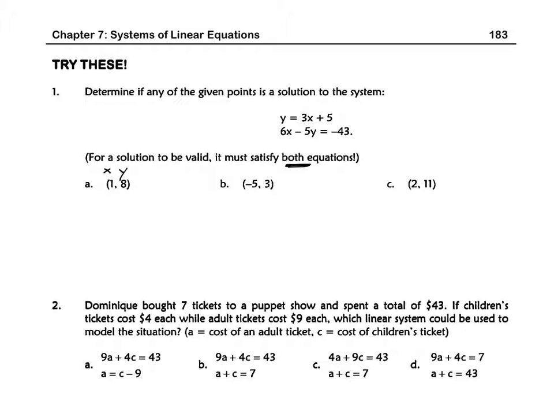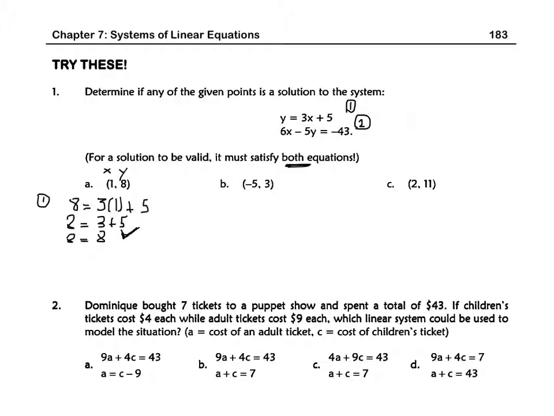If we check the first equation, I'm going to call this equation 1, and I'll call this equation 2. So if we check in equation 1, and we sub in 8 for the y, and for the x we put in 1, so plus 5. Looking back at equation 1, it's y equals 3x plus 5, so that becomes 8 equals 3 times 1 plus 5. And if we check that, 8 equals 3 plus 5, 8 equals 8, and that's a true statement.